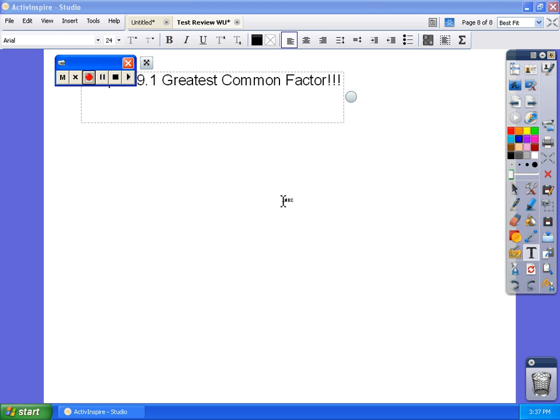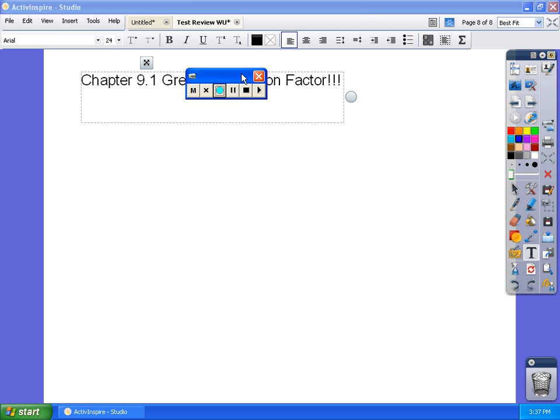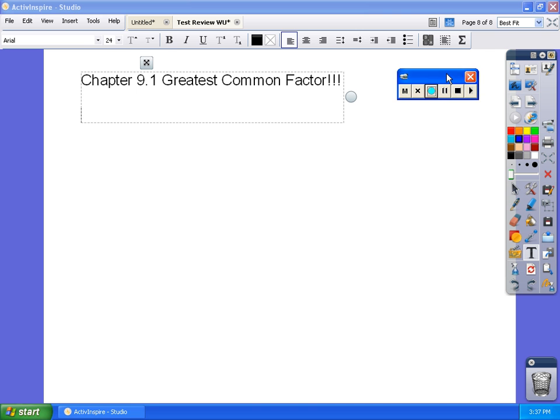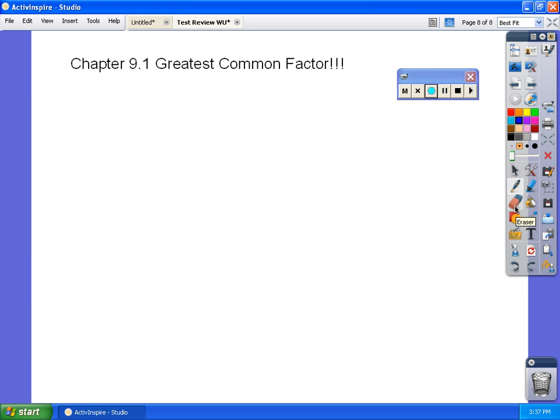This is chapter 9.1, and we're going to try something new. This is going to be the actual lesson, so make sure that during this you're taking notes and pausing it when you don't understand something. Chapter 9.1 is a pretty easy chapter. It's just about the greatest common factor.